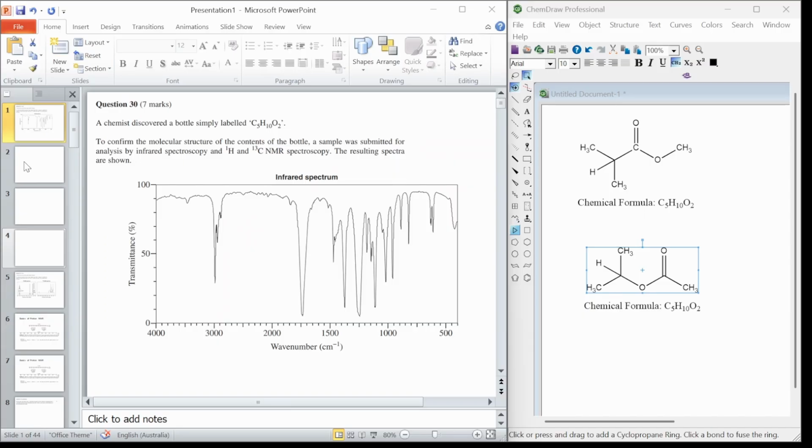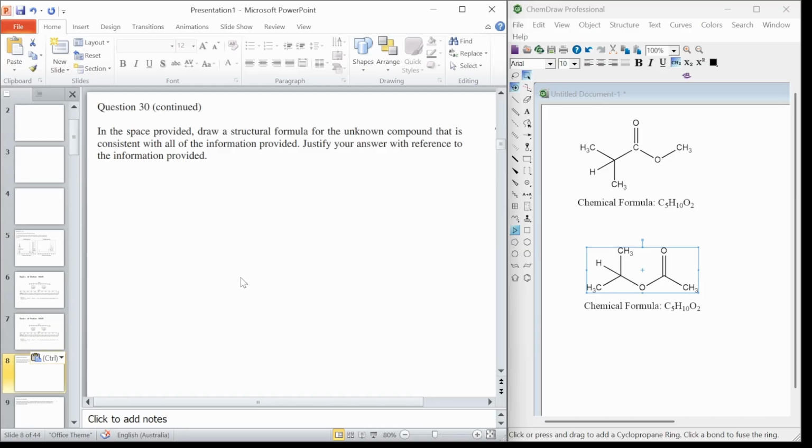Hi folks, in this video I'm going to show you how to answer question 30 from the HSC 2020 paper. A chemist discovered a bottle simply labeled C5H10O2. To confirm the molecular structure of the contents of the bottle, a sample was submitted for analysis by infrared spectroscopy, proton NMR, and carbon-13 NMR spectroscopy. The resulting spectra are shown. In the space provided, draw a structural formula for the unknown compound that is consistent with all of the information provided. Justify your answer with reference to the information provided.